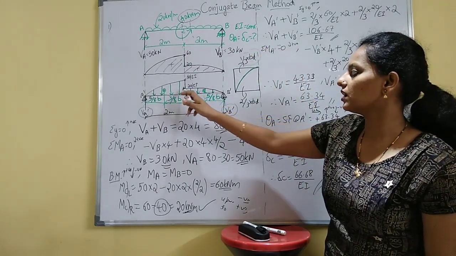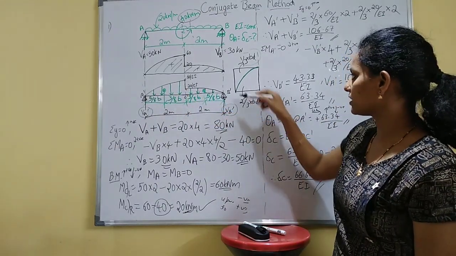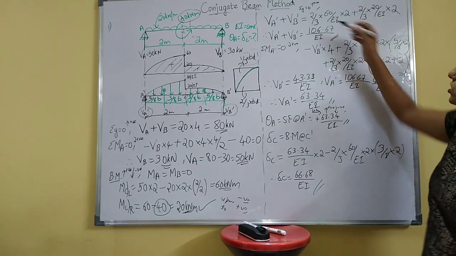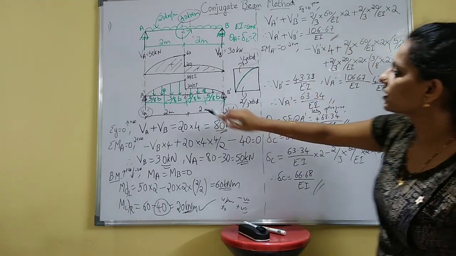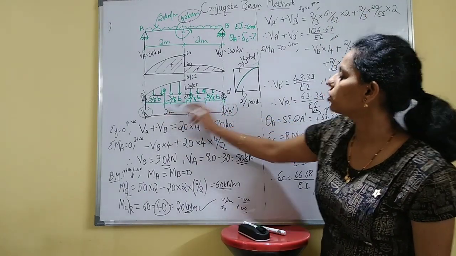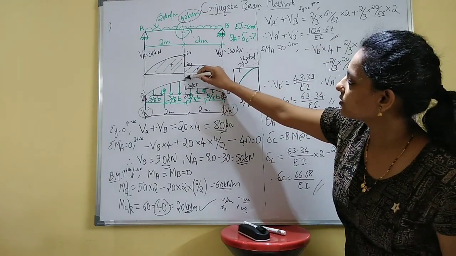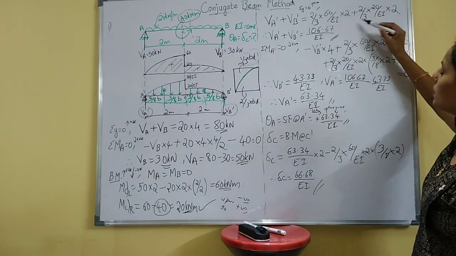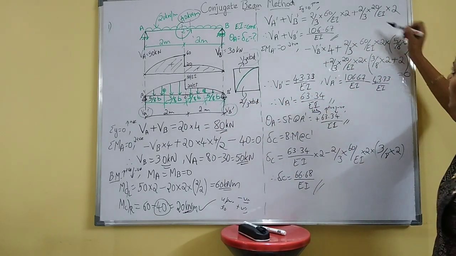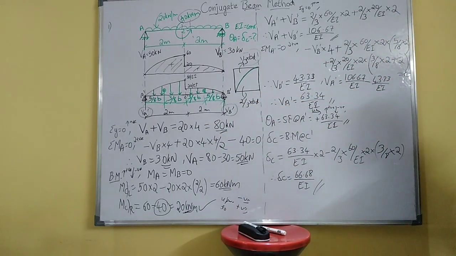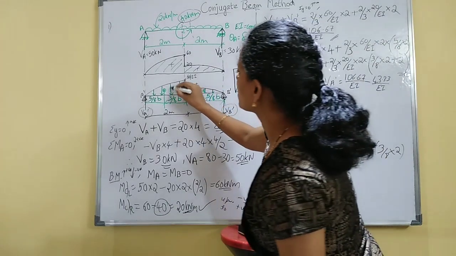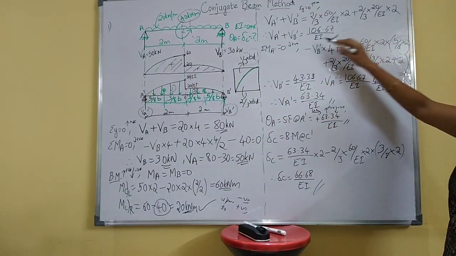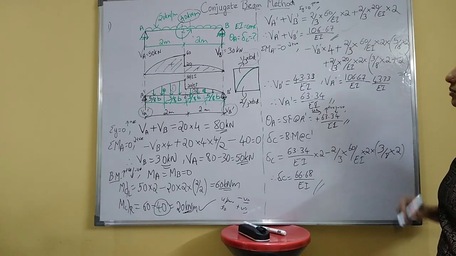So it is here, in this direction, a parabolic curve. So it is 2/3 of BD. So 2/3 into B, the distance, that is 2 meter, into D, this height. So 2/3 of 60 by EI into 2, plus this smaller area, that is 2/3 of 20 by EI into 2. This is your region 1, this is your region 2. Just calculate, you will get 106.67 by EI.